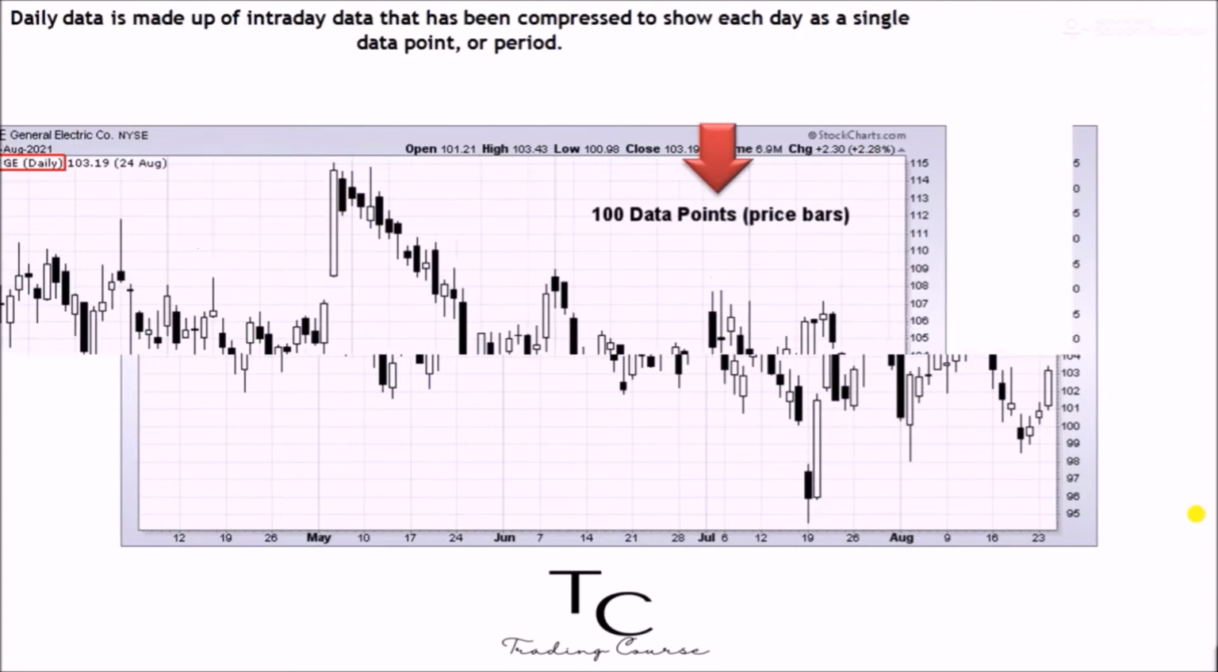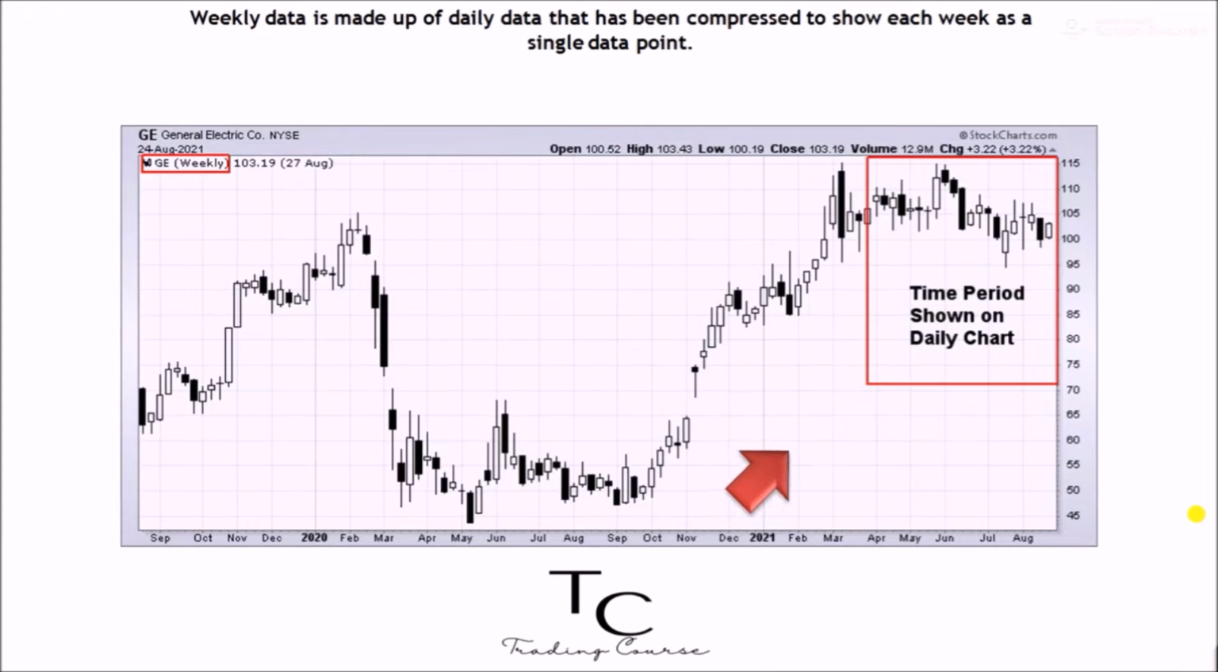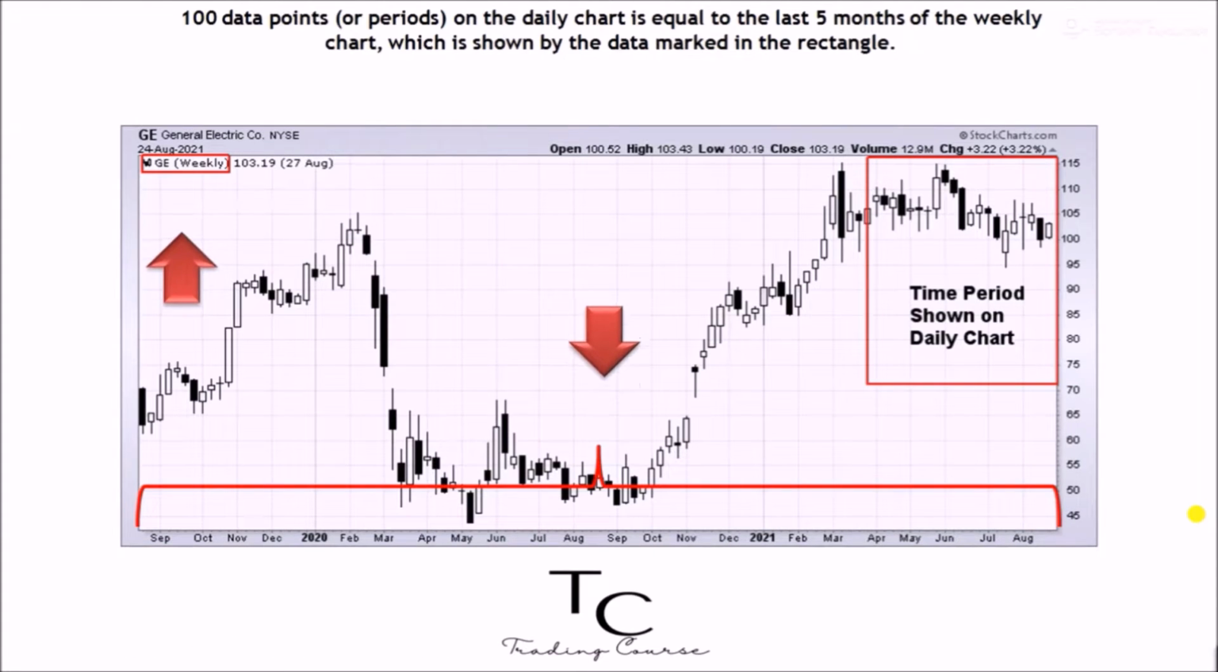point or period. Weekly data is made up of daily data that has been compressed to show each week as a single data point. 100 data points, or periods, on the daily chart is equal to the last 5 months of the weekly chart, which is shown by the data marked in the rectangle.